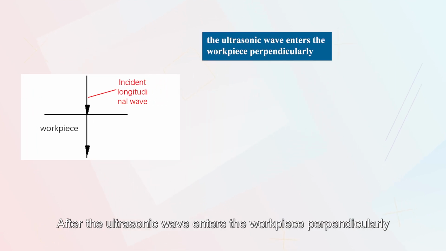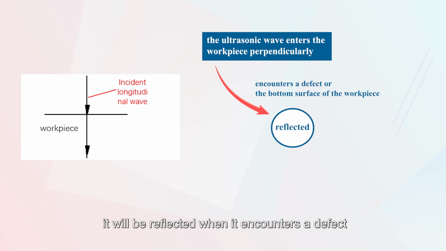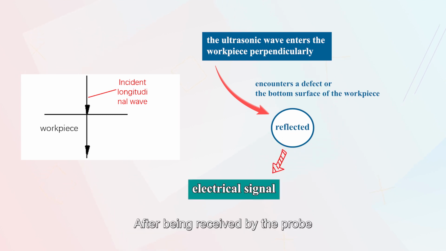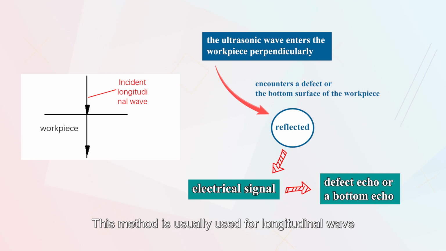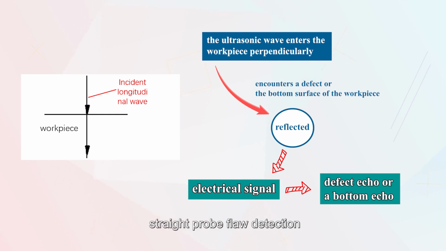After the ultrasonic wave enters the workpiece perpendicularly, it will be reflected when it encounters a defect or the bottom surface of the workpiece. After being received by the probe, the reflected acoustic wave will be converted into an electrical signal, forming a defect echo or the bottom echo on the wave display screen or the flaw detector. This method is usually used for longitudinal wave straight probe flaw detection.